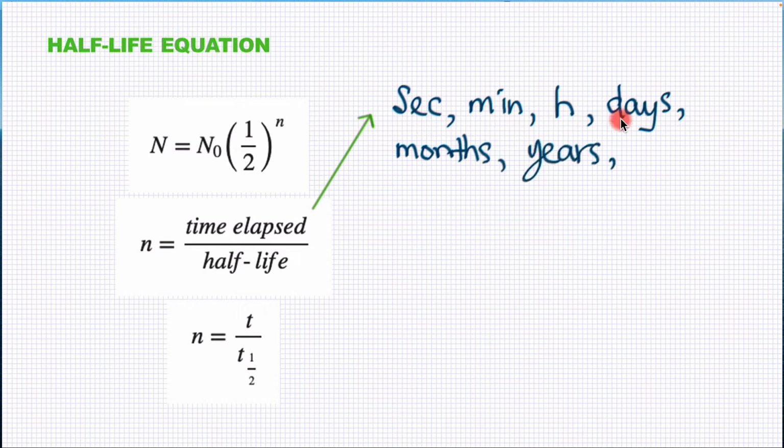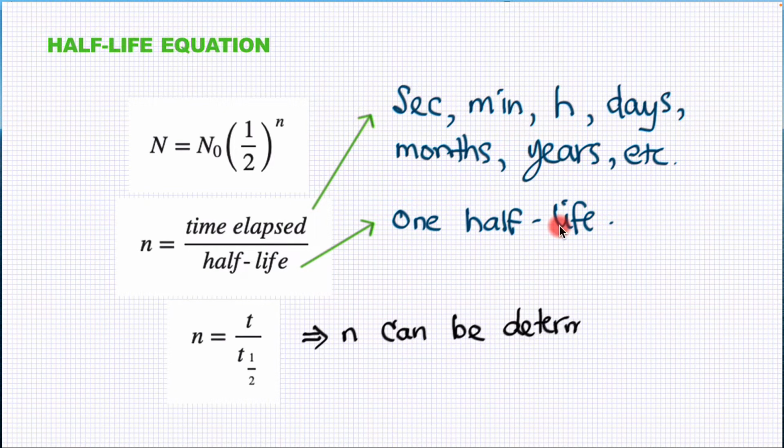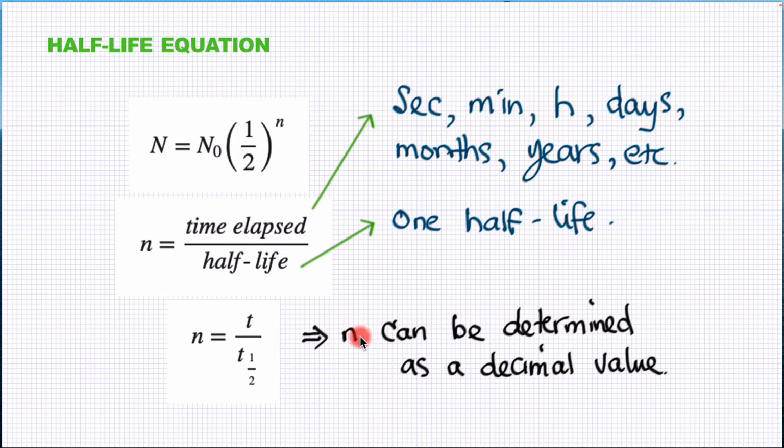Now this time, the elapsed time, can obviously be in seconds, minutes, hours, days, months, years. So we can pick up, let's say, a rock that contains uranium, and we know that the half-life of uranium is something like 10 to the power of 5 or 6 years. Or we can pick up a sample that might be used in, let's say, chemotherapy, which might have a half-life in minutes or hours or days. And from that, knowing the half-life of a specific element in the periodic table, which is a constant, we can work out that n, the number of half-lives that have passed, can be determined as a whole number or a decimal value.